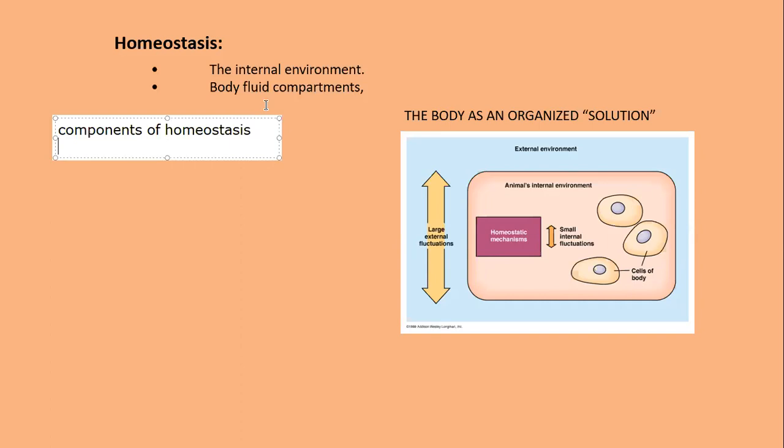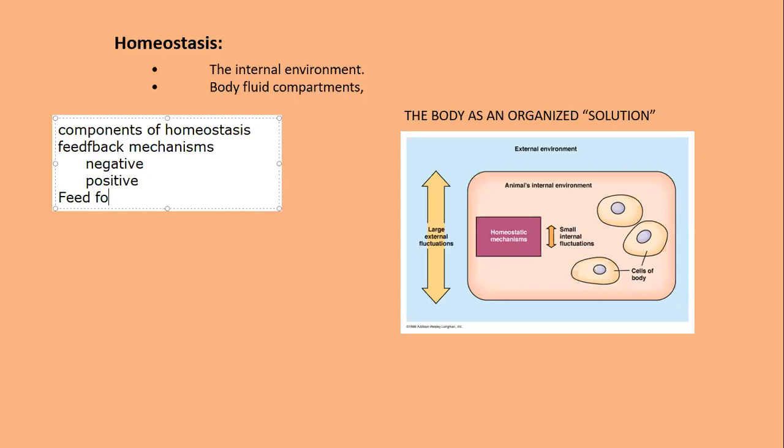Yeah? Number 2, once you know the components, I need you to look at feedback mechanisms, whereby we look at negative and you compare it to positive and give examples, at least 3 examples of negative feedback and positive feedback. Then the next one is the feed forward mechanisms of biological control.